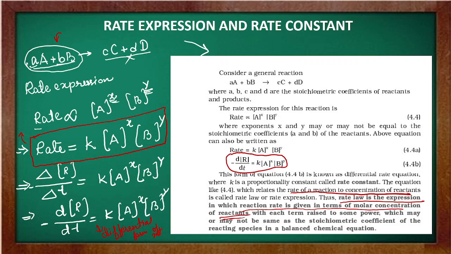See, it is given in terms of reactants, with each term raised to some power which may or may not be the same as the stoichiometric coefficient of the reactants in a balanced chemical equation. Let's see once again. Suppose you have a reaction A plus B changing to C plus D. Now if you are writing the rate expression, then we have to concentrate only on the reactant side, not the product. So rate is directly proportional to concentration of A to the power x, B to the power y.